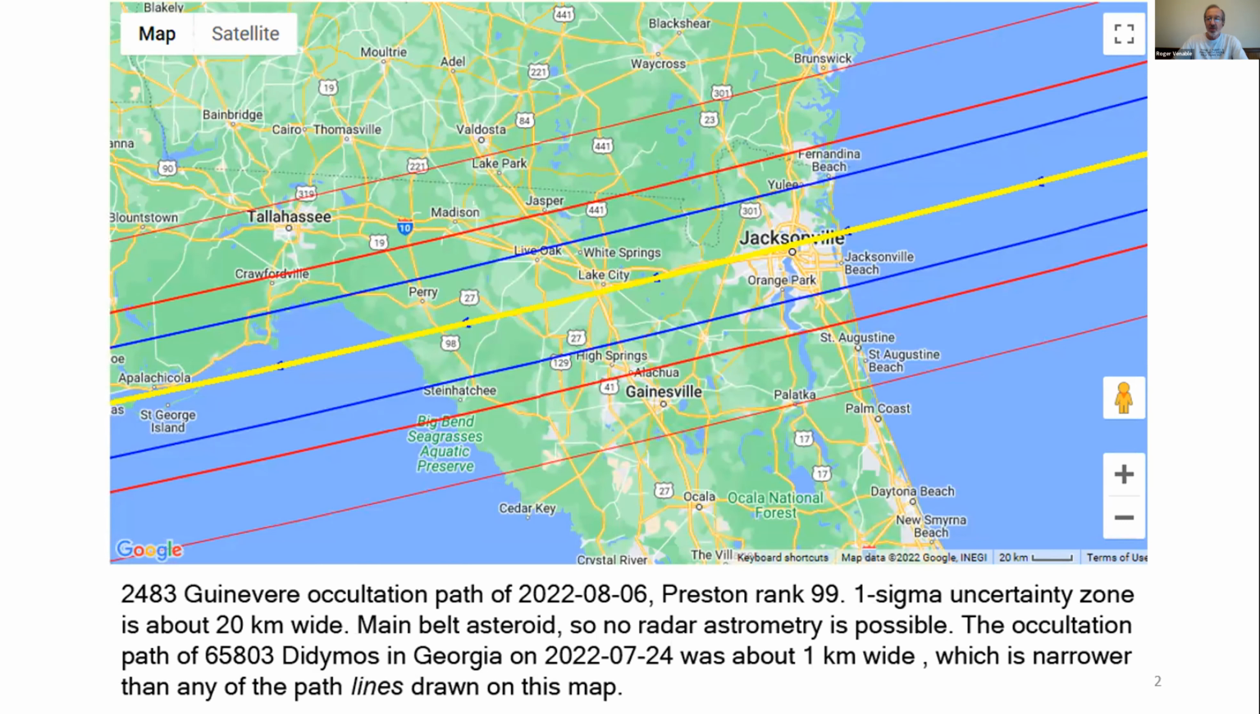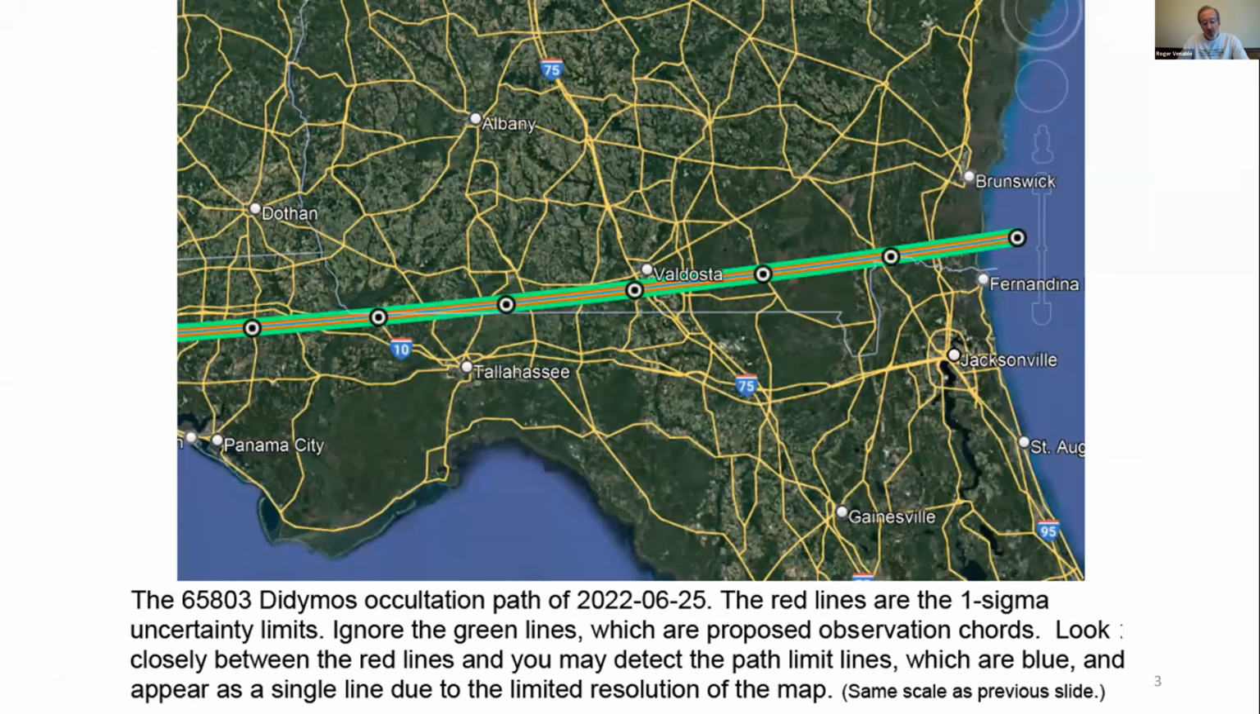The map distance key is in the lower right, and it shows a 20-kilometer width, and you'll notice that distance key is approximately the same as the uncertainty zone width. This Google map is at the same scale as the last one, but shifted to the northwest somewhat.